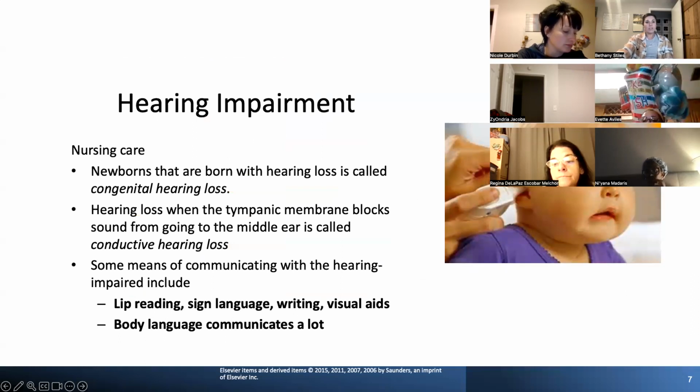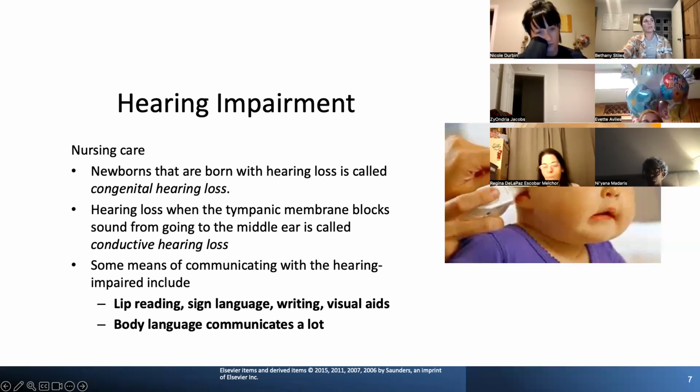Our kiddos that have hearing impairment can have multiple forms. Newborns with hearing loss that they're born with are considered having congenital hearing loss. Hearing loss that occurs when the tympanic membrane blocks sound from going to the middle ear is going to be conductive hearing loss. So that prevention of sound transmission is going to be conductive.